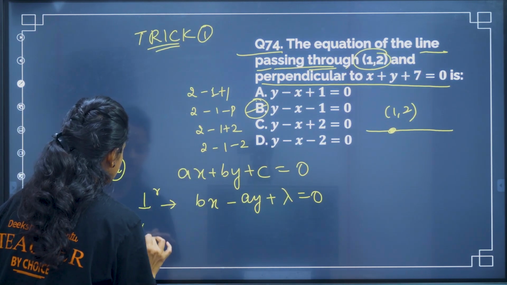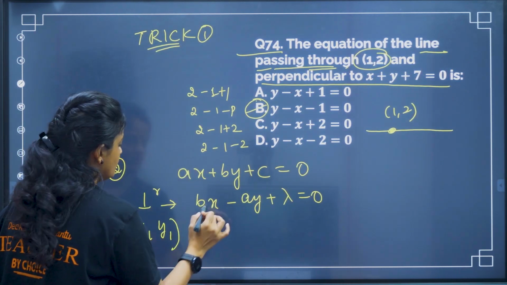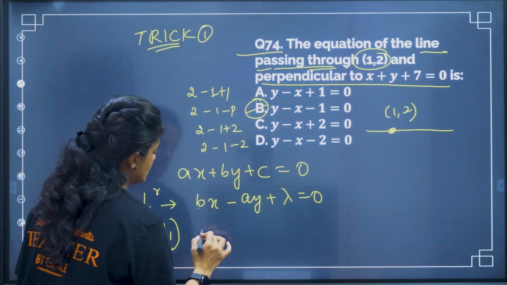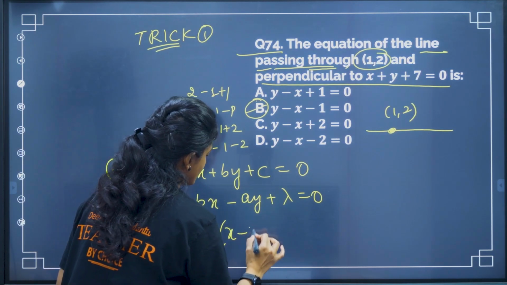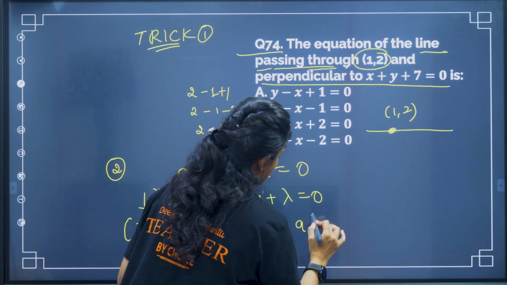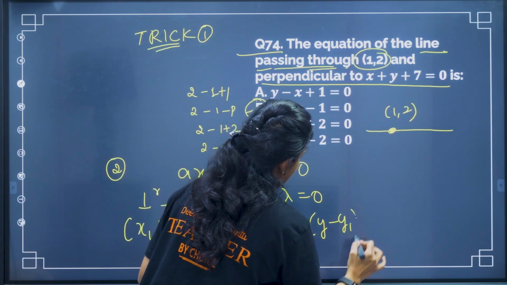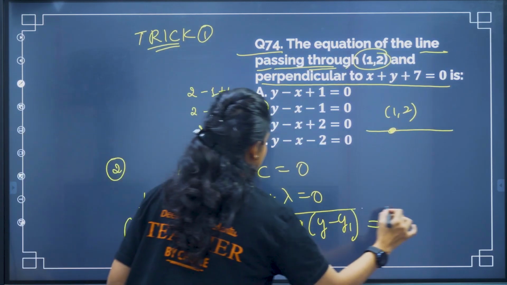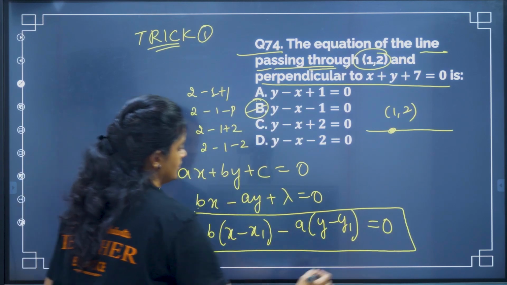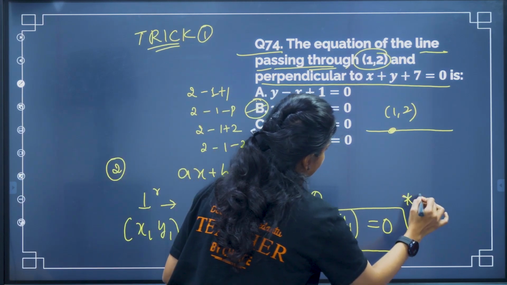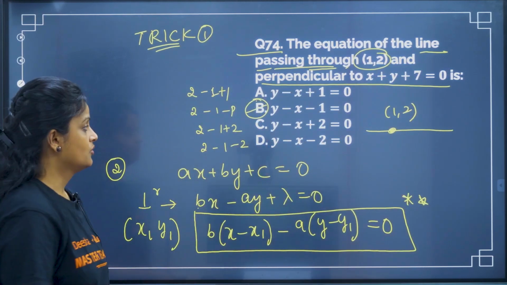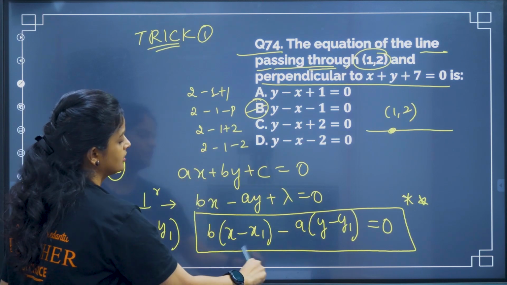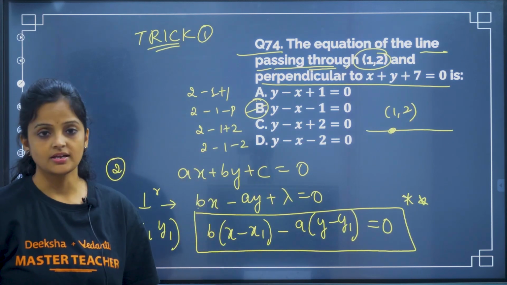If any point (x1, y1) is given for this, then the line changes to b(x - x1) - a(y - y1) = 0. This is the best. Whenever they give the point, take up this. If you have multiple options, go with this. That will give you the fastest answer.